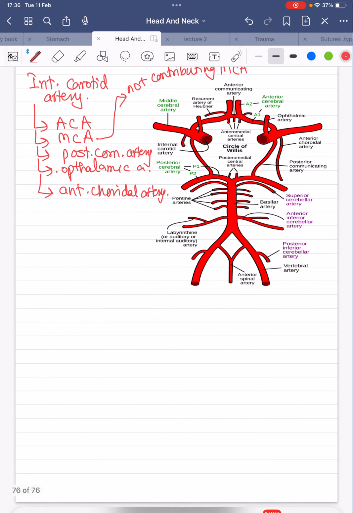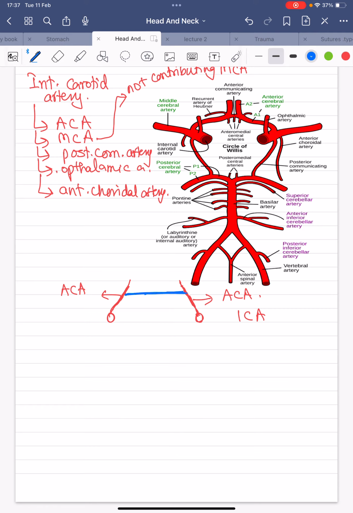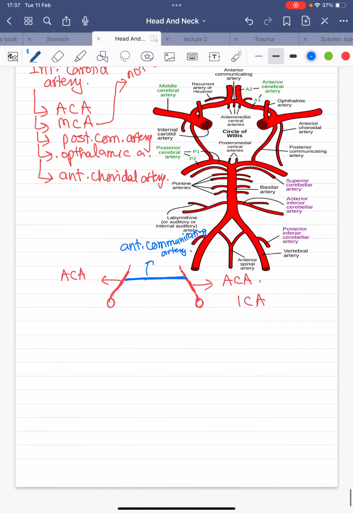So this is the internal carotid artery. From the internal carotid artery, this branch is going here like this. So this is your anterior cerebral artery. This anterior cerebral artery is going to join together here by this artery. This is known as the anterior communicating artery.